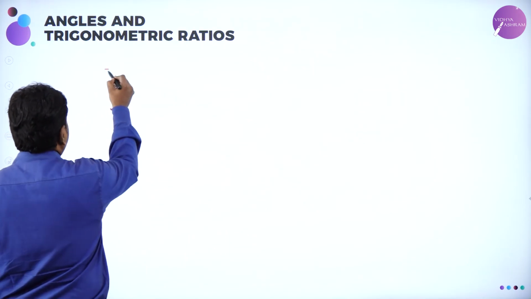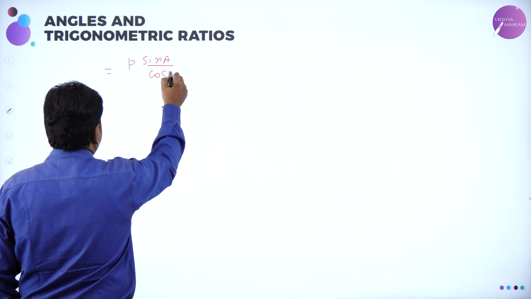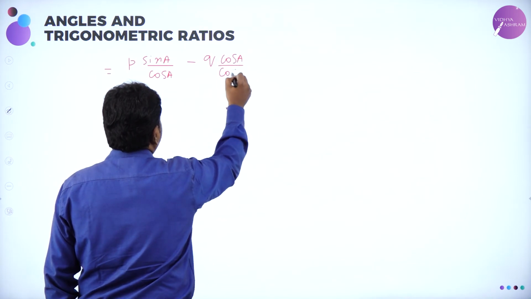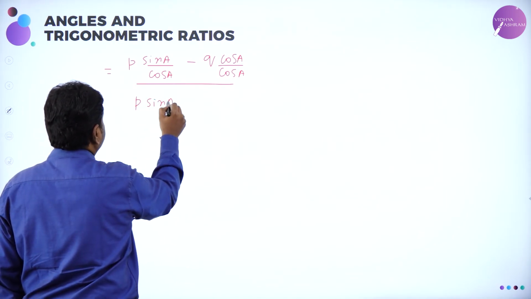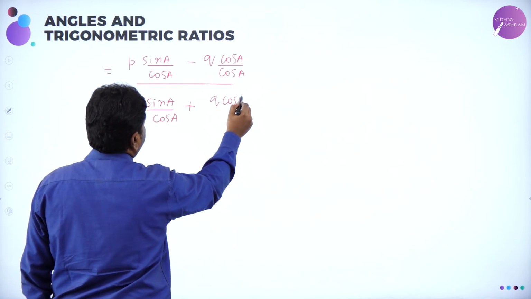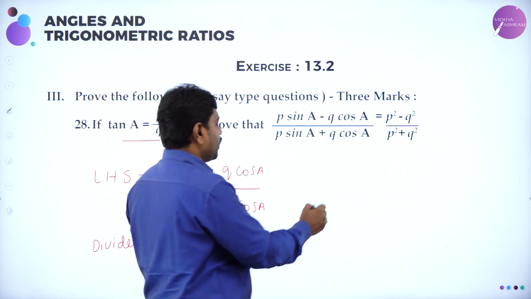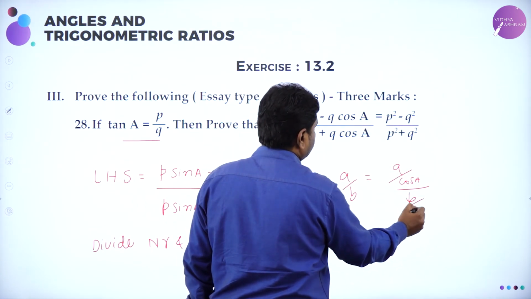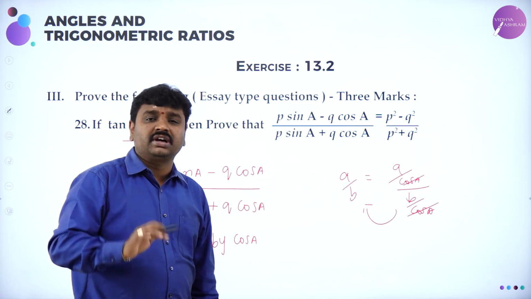Tan. So that is equal to p sin a divided by cos a minus q cos a by cos a. In the denominator we have p sin a by cos a plus q cos a by cos a. I am dividing numerator and denominator by cos. Suppose you have a by b, you can divide a by cos a and b by cos a. Do you agree or not? When I divide by the same term, it will cancel, it will be a by b. Like that I am choosing to divide numerator and denominator by cos.